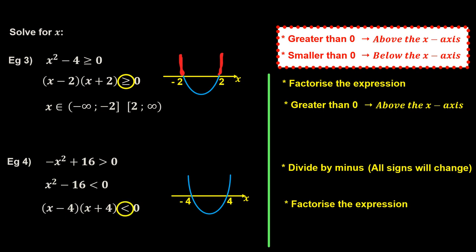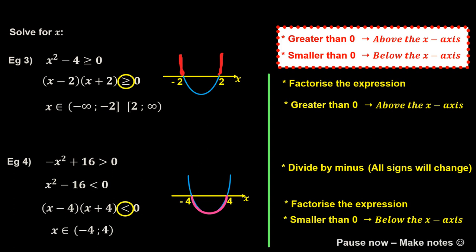And if we want to know what area is smaller than 0, we want to know what area is below the x-axis. And it's the area highlighted in pink. So the solution to this inequality is x will be all real numbers that lie between minus 4 and 4. I don't have an equal sign on the inequality, so I use round brackets and not square brackets.